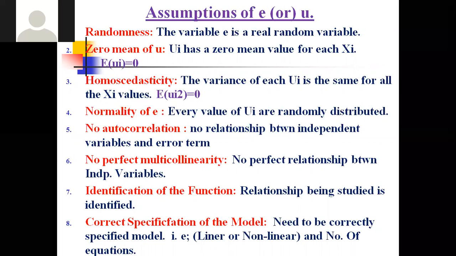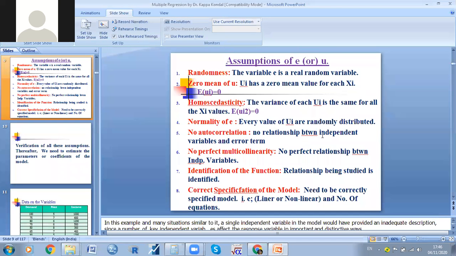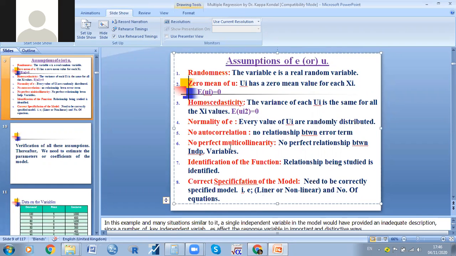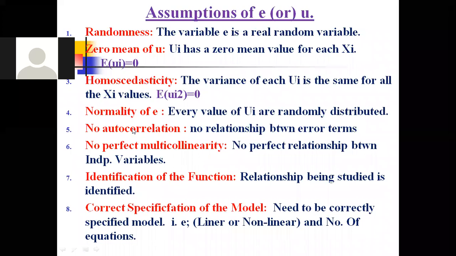Then the fifth one, no autocorrelation. What is no autocorrelation? There is no relation between the independent variables and the error term. Autocorrelation means a relationship between error terms, the previous and the present error term. If there is a relationship between the present year and the previous year's error term, it is called autocorrelation. If there is no relationship between the present year and its previous year, that is called no autocorrelation.